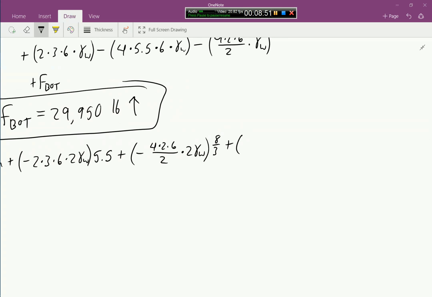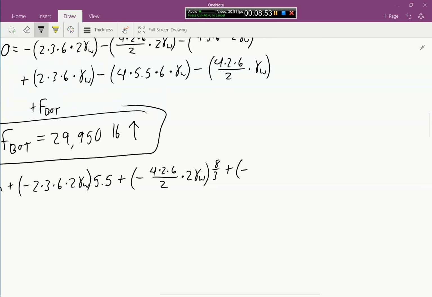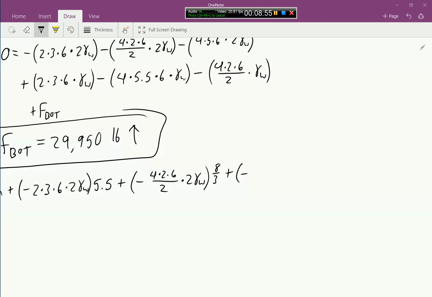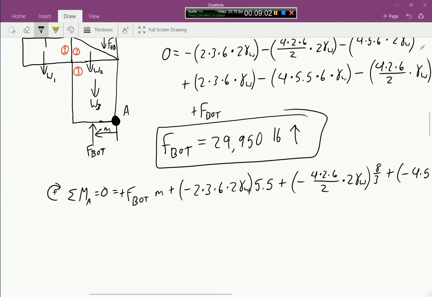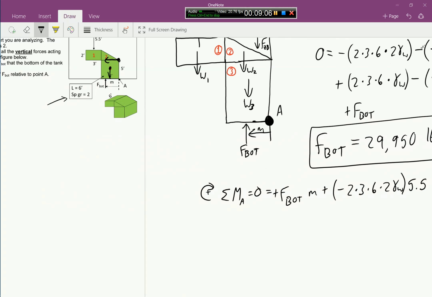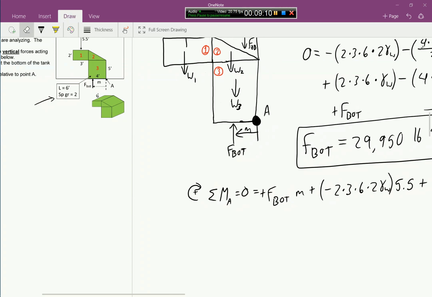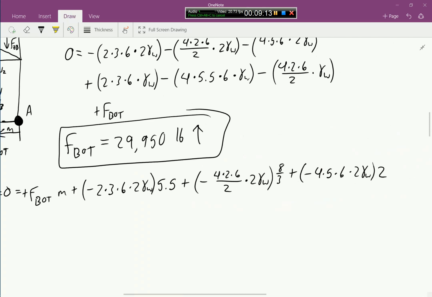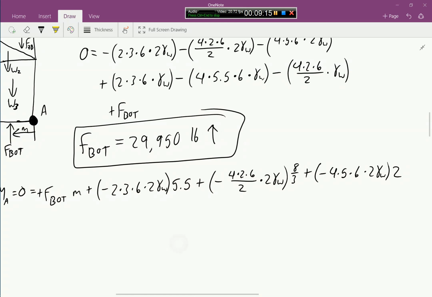Then we have the weight 3, which is the weight of 3 times the moment arm of 3, which is 4 times 5 times 6 times gamma water, times 2 in this case because it acts at the centroid of body 3, which is 2 feet away from point A. So those are our weight forces done.